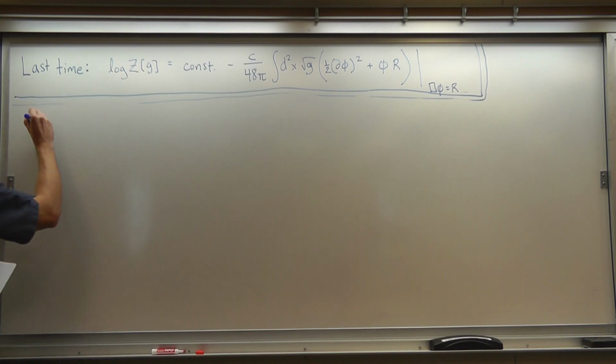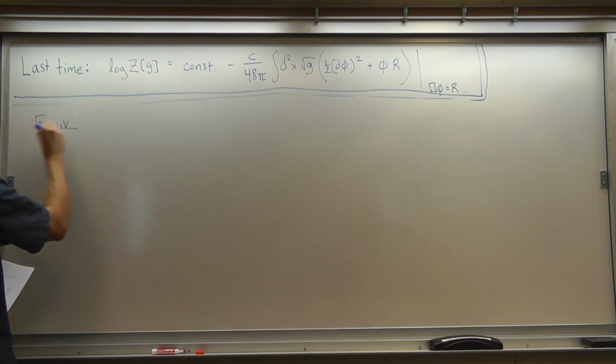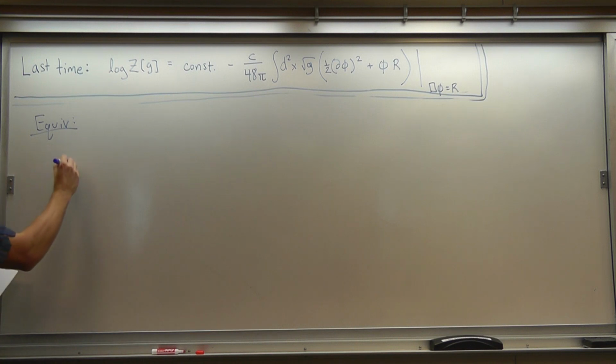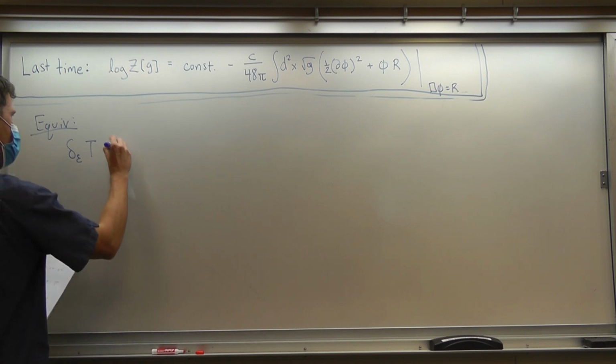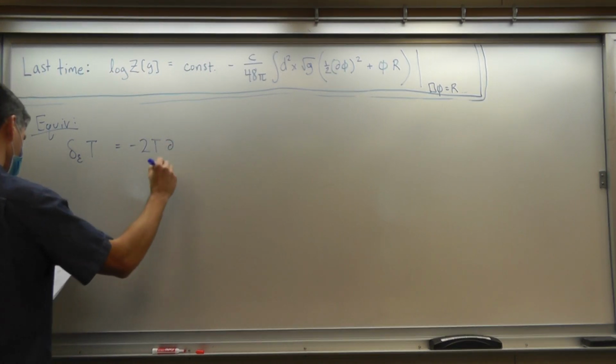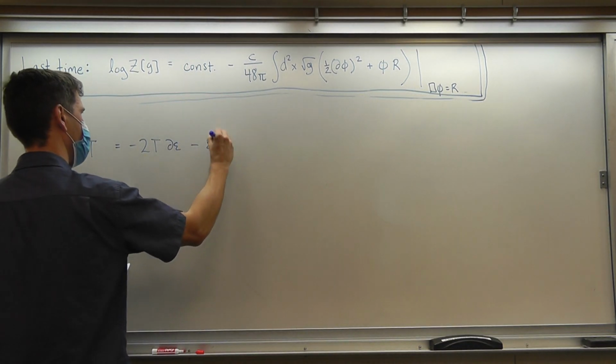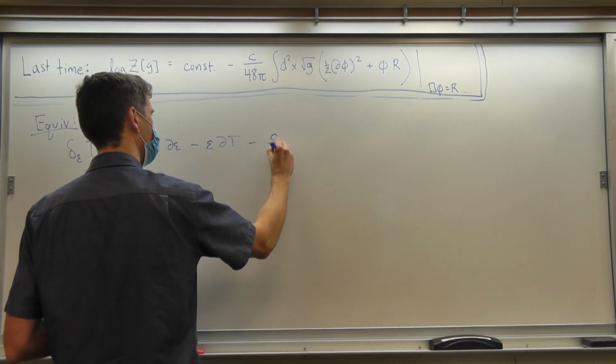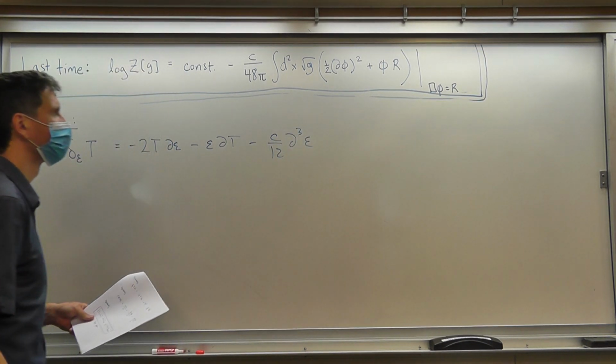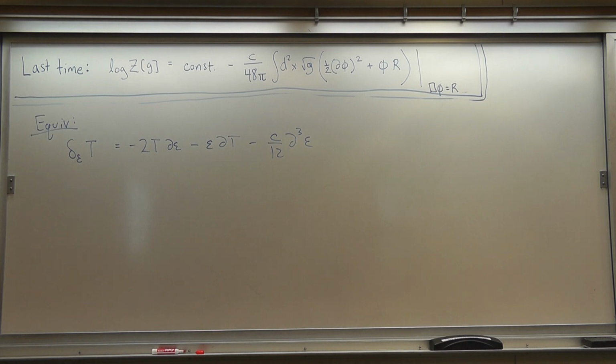There are some equivalent ways of writing this transformation law. One is to write it infinitesimally. So the infinitesimal transformation of T is minus 2T d epsilon minus epsilon dT minus C over 12 d cubed epsilon. I'm not really going to use this one, I don't think, but I just thought I'd write it. It's just the infinitesimal version. I think if you look in the Simmons notes, he actually derives this one first, and then exponentiates it to get to the other one.